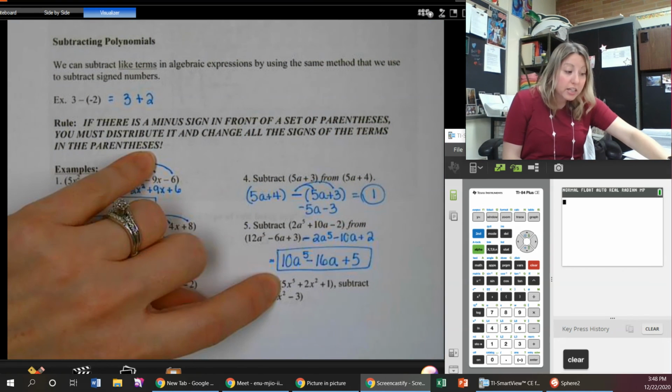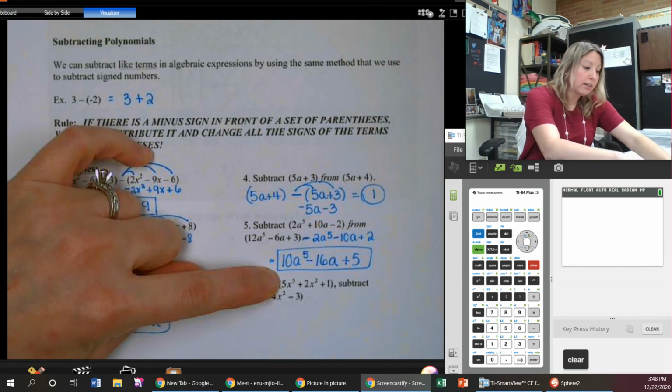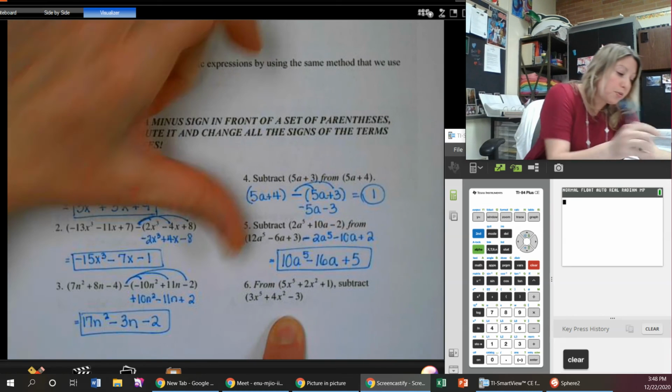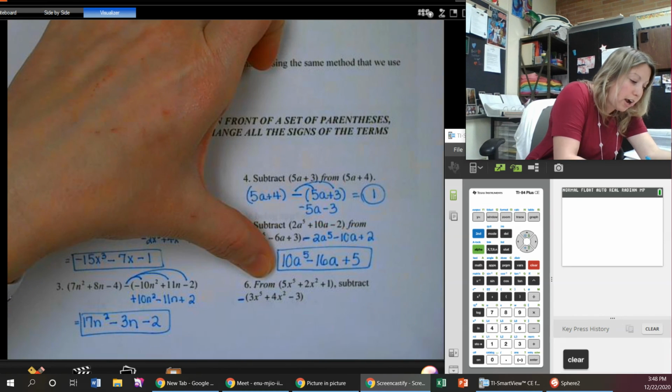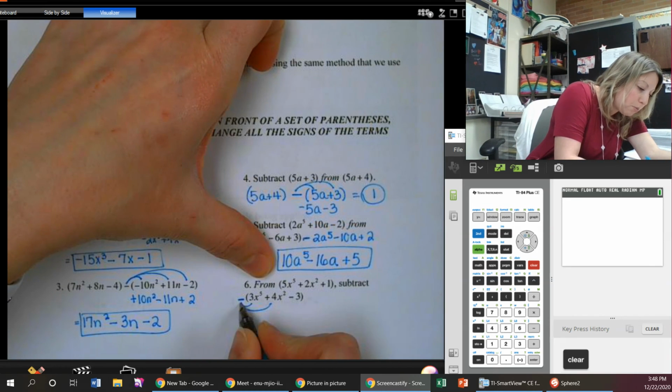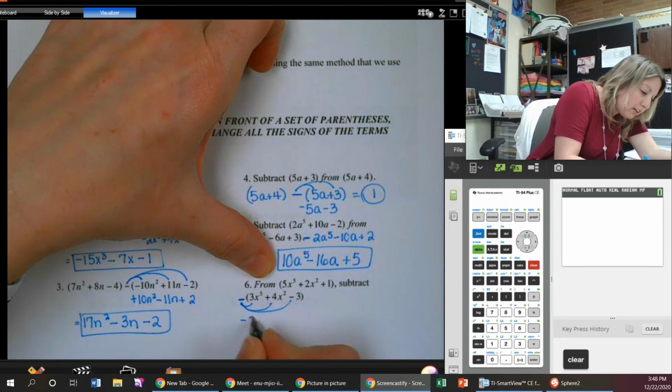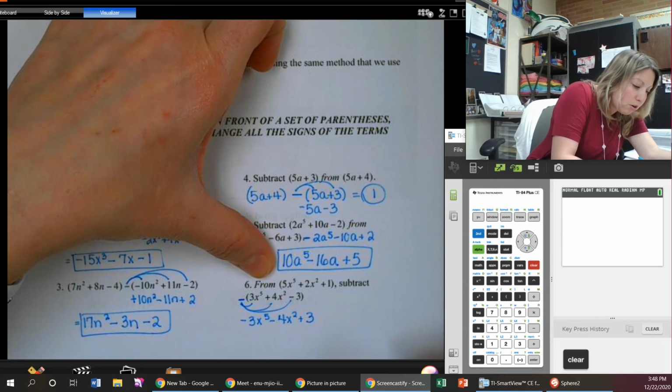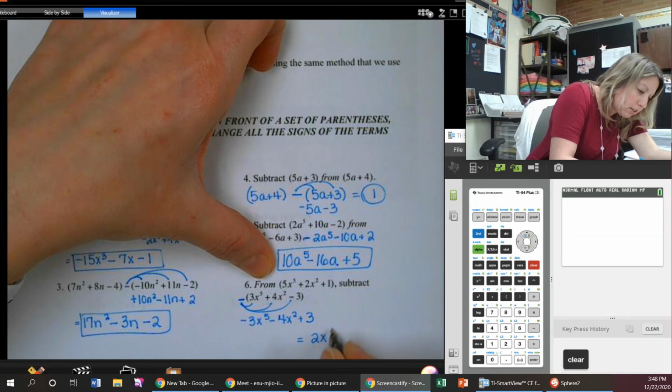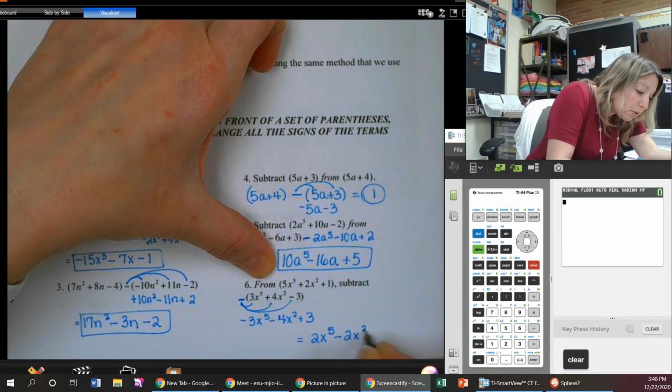From this, subtract that. So this time the order was correct, but I have to make sure I distribute this negative. I get negative 3x to the 5th minus 4x squared plus 3, and now combine like terms to get 2x to the 5th minus 2x squared plus 4 at the end.